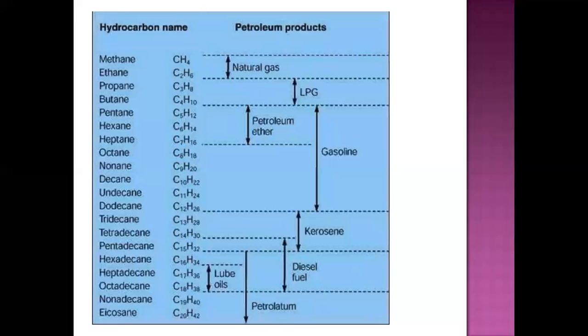Also, we use PVC pipes in the homes. These PVC pipes are made from the polymer of vinyl chloride, and vinyl chloride is also a hydrocarbon. So LPG and kerosene are used as domestic fuels. CNG, petrol, and diesel are used as fuels for automobiles. Hence, hydrocarbons play a very important role in our daily life.